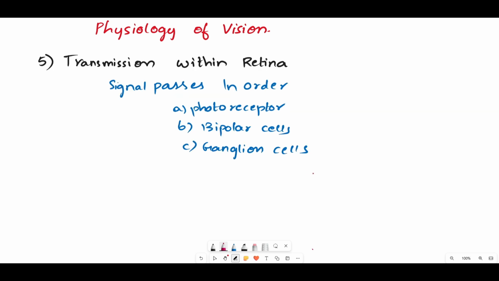So the next step is the transmission within the retina. We already know that in the last step the electrical signals are generated. Now these electrical signals will pass in this order. First they enter the photoreceptors, then the bipolar cells, then finally reach the ganglionic cells. Normally these ganglionic cells have axons. The axons of ganglion cells will form the optic nerve.